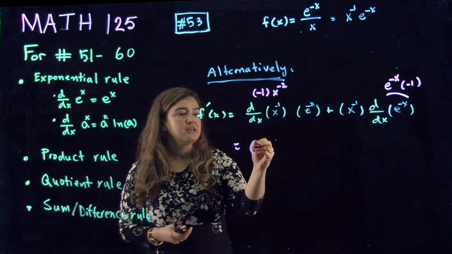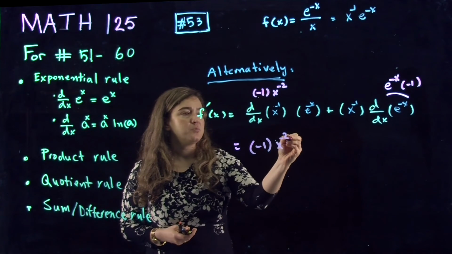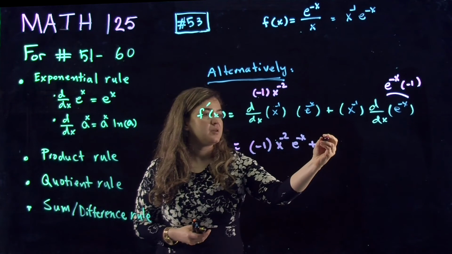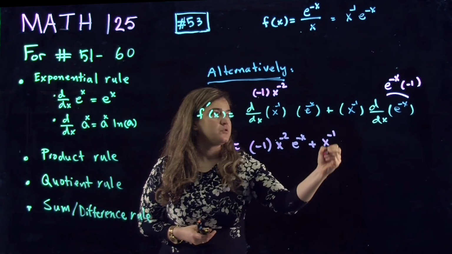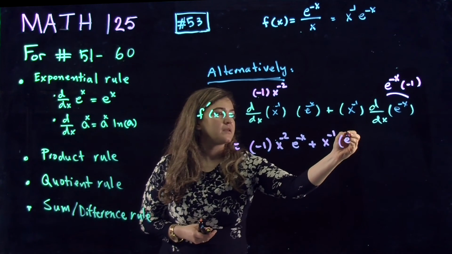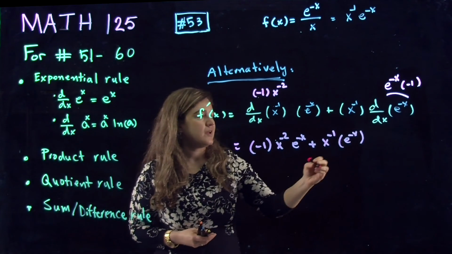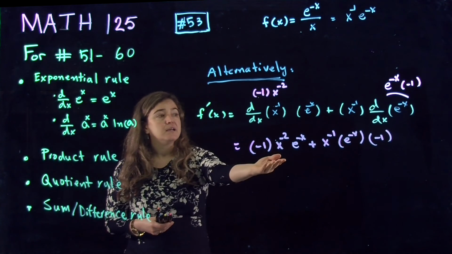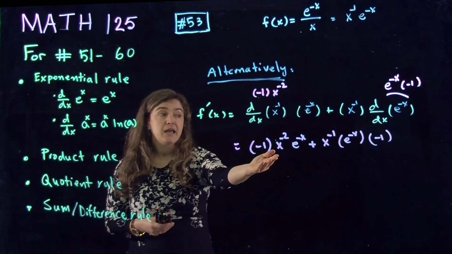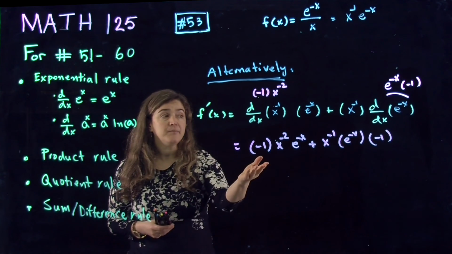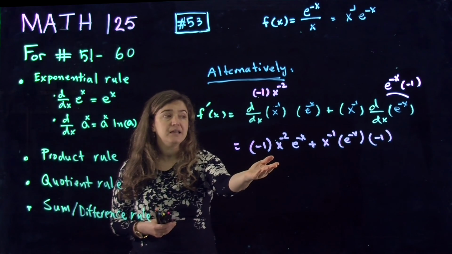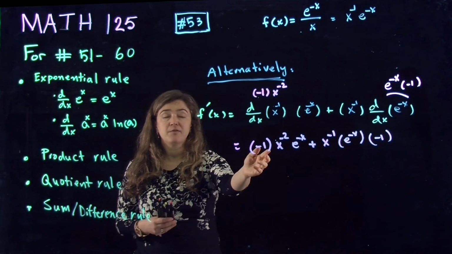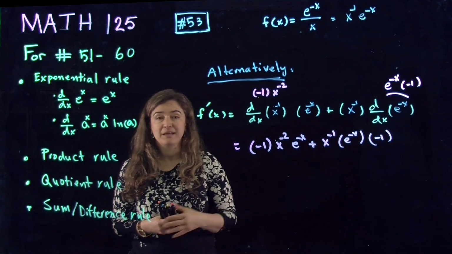So the answer is negative 1, x to the power negative 2, e to the power negative x, plus x to the power negative 1, e to the power negative x, times negative 1. And this is your answer, and you can enter it in your gateway exam. No need to simplify. Between the two methods, both of them are fine, and there's no recommendation on this.